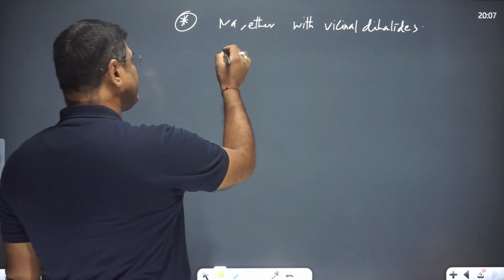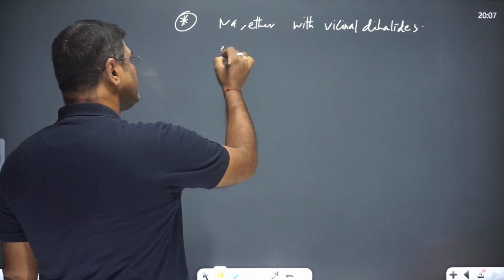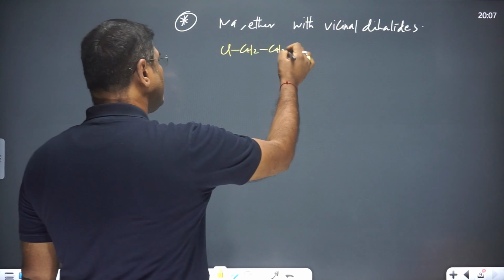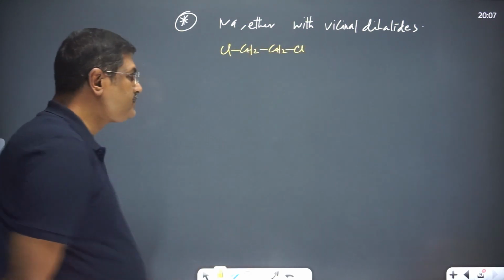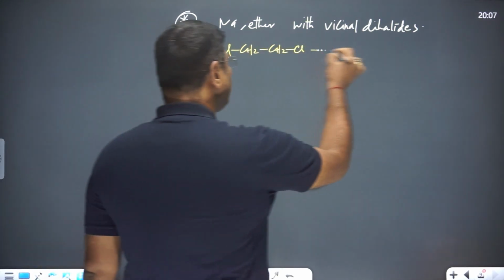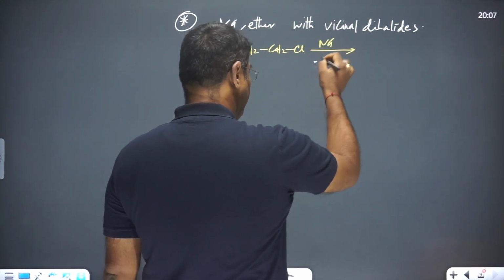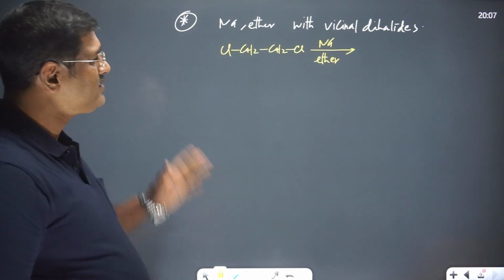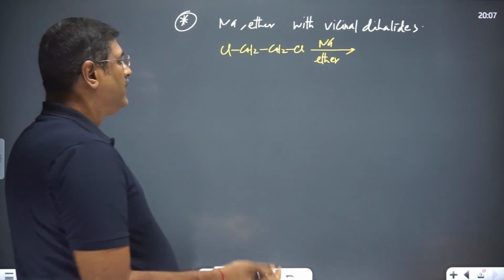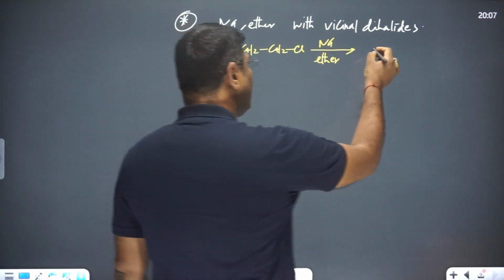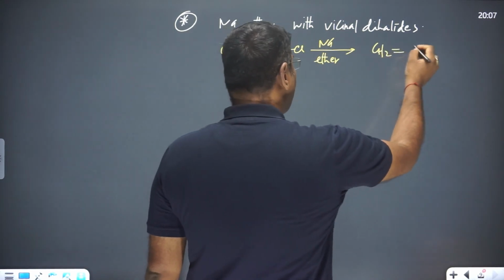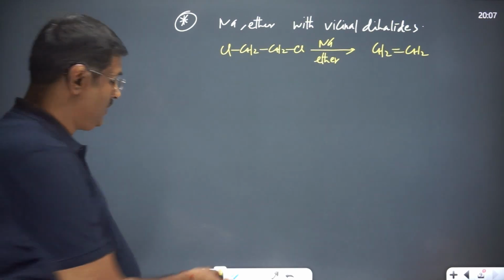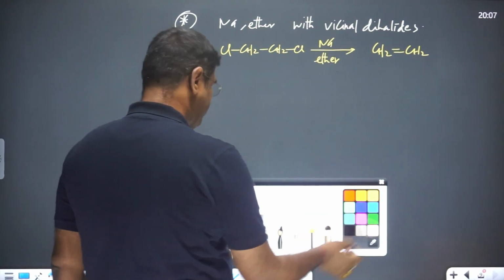Let's take one example here: Cl-CH2-CH2-Cl reacts with Na in the presence of ether. What happens? Here an alkene forms, the corresponding alkene forms. How? That is very important, that how.